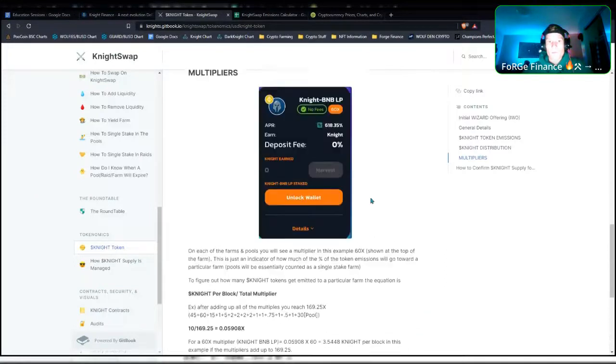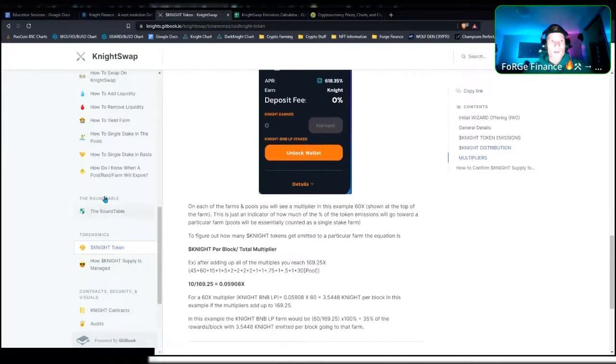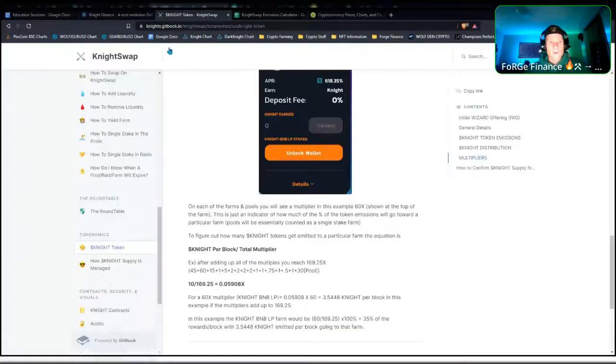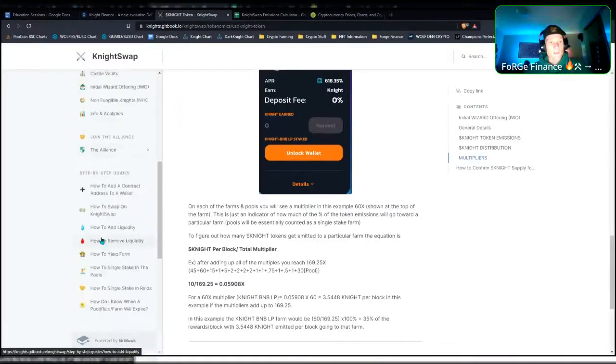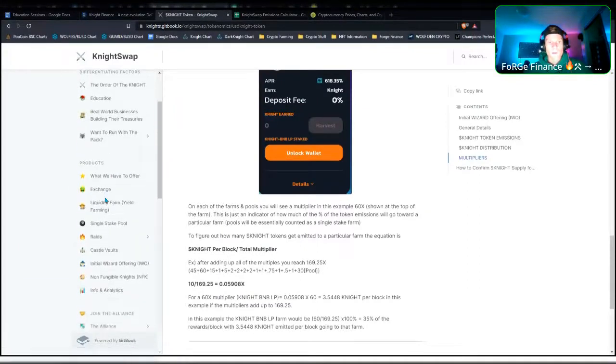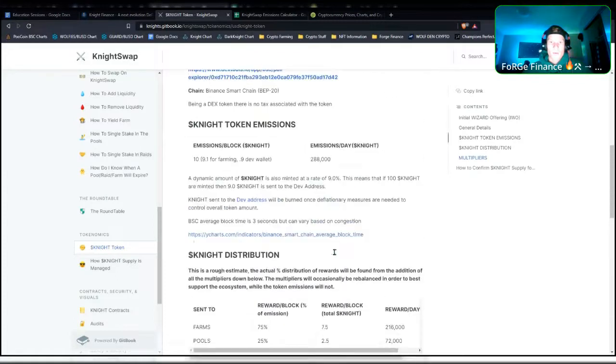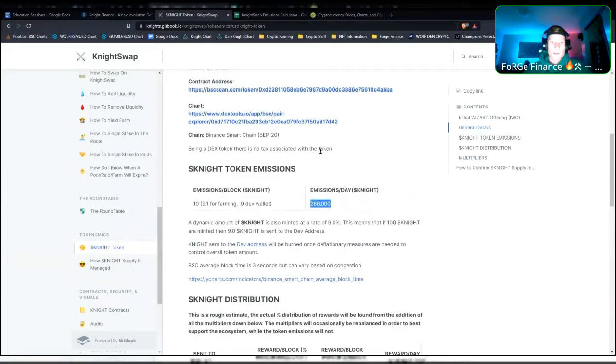Okay, so this is the docs page on NightSwap. You just click this more button. You can go click docs, and you can read through this entire thing. I highly suggest you do. It's very interesting. There's a lot of great information in here. This is the night token tab. So you can see here that NightSwap, as a DEX, emits 288,000 tokens per day. Okay.